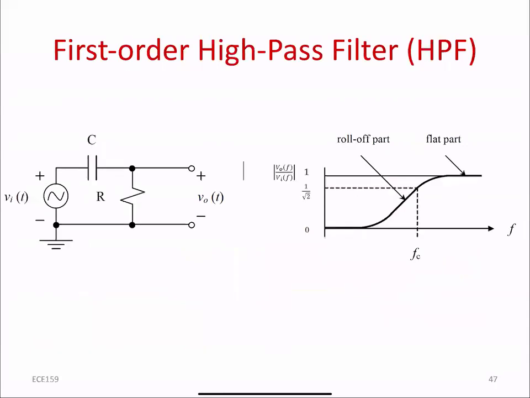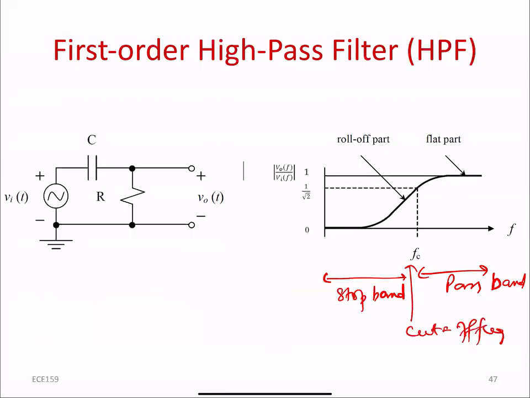Similarly, for a high pass filter, you have the high frequencies as the pass band, and the low frequencies are the stop band. And this is the cutoff frequency, and the roll-off point is the negative 3 dB point. This is the gain. Gain is the output with respect to the input.